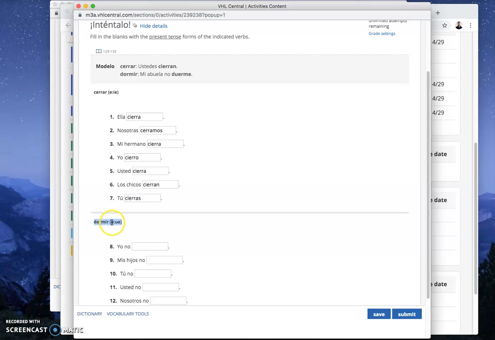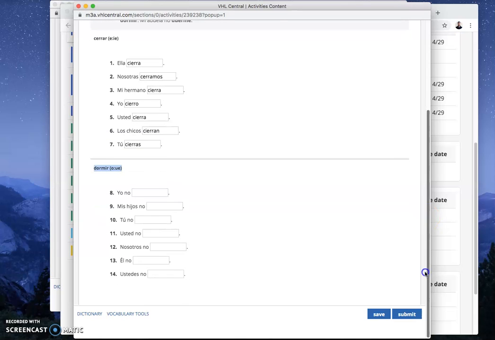All right, so let's continue down here. We have the verb dormir, which is an O-to-U-E. Dormir means to sleep, which most everyone likes. All right, so we'll do the same pattern here. Número 8, yo no, pause it. And we're back. Yo no duermo. There's the stem change, right?